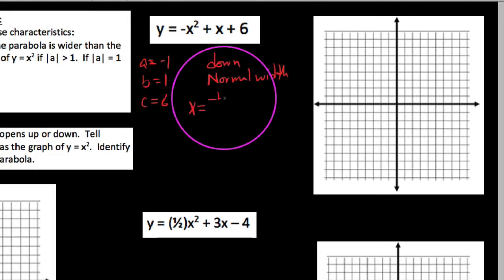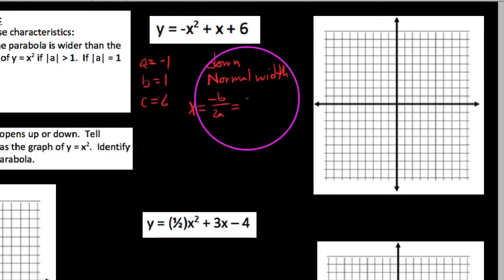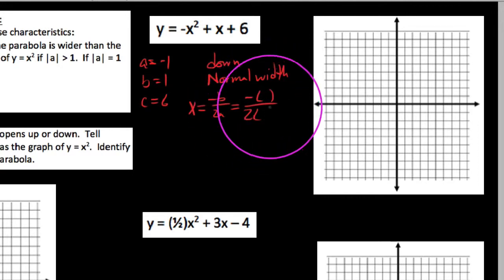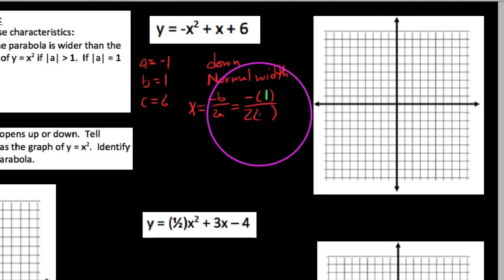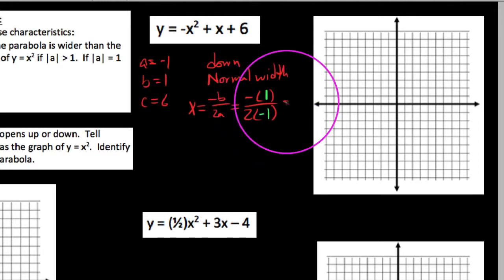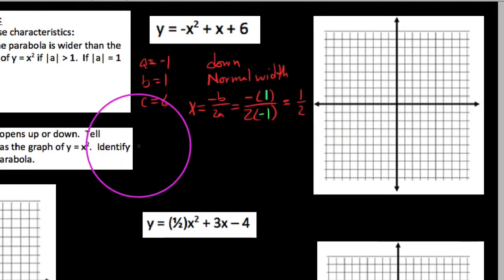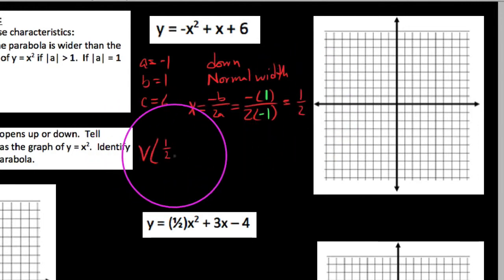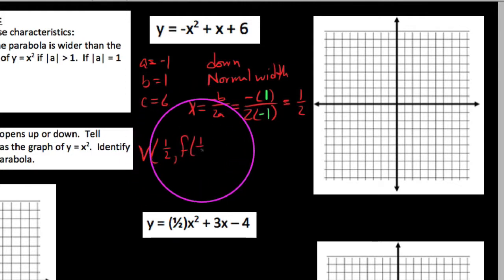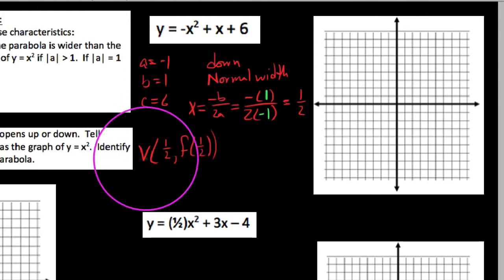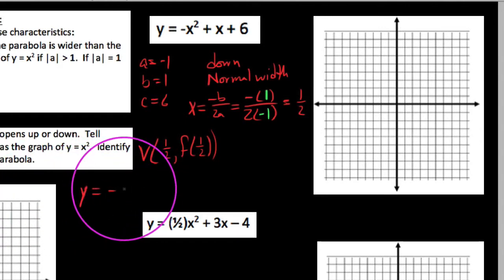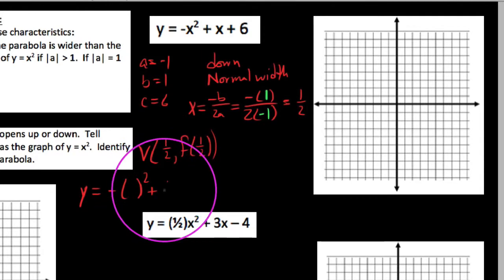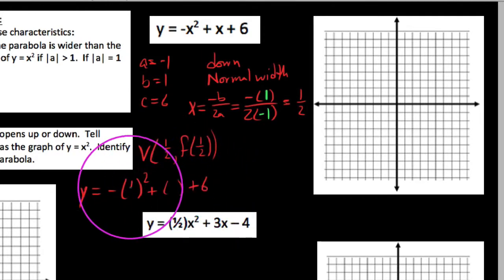We say the x value of the vertex is negative b over 2a. So we get negative this over 2 times this, where our b value was 1 and our a value is negative 1. So we get this. Negative 1 over negative 2 is a half. So what this tells us is our vertex is at a half, comma, whatever we get when we plug a half into the function. So we do actually have to plug a half into this function. That's not a horrible thing. It's not ideal either. But we say negative blank squared plus blank plus 6, where this is a half.